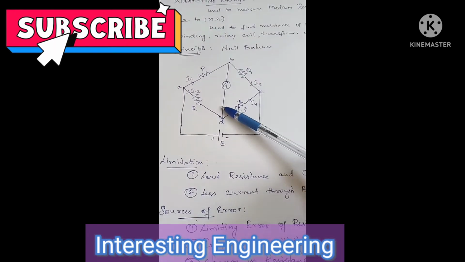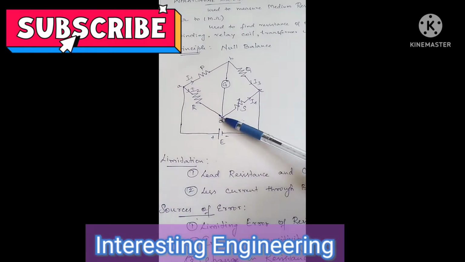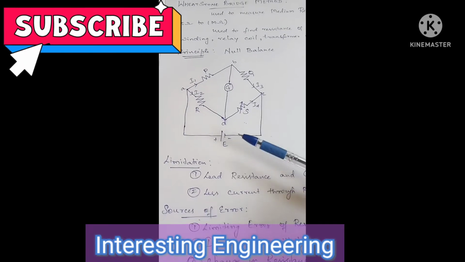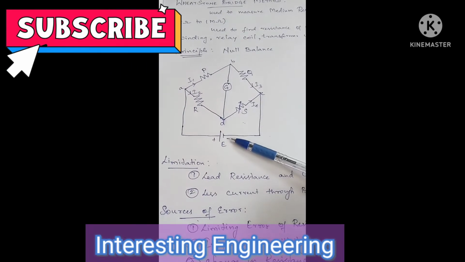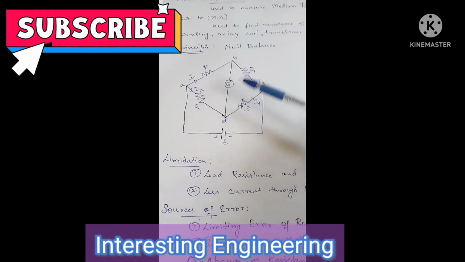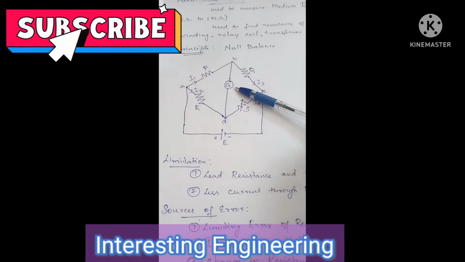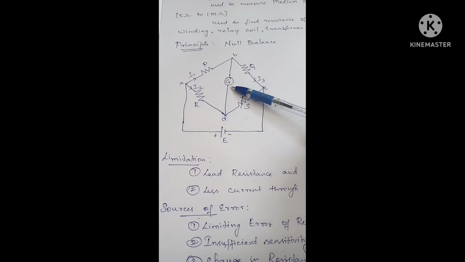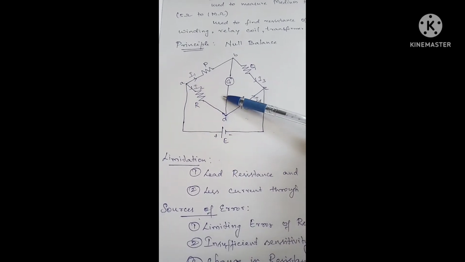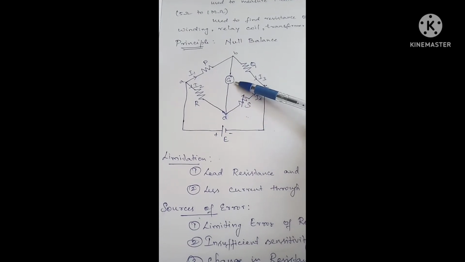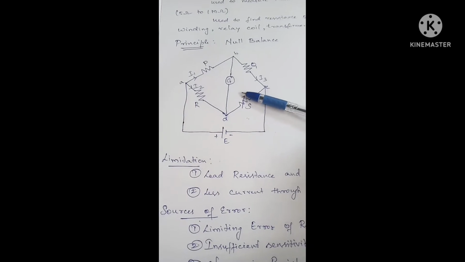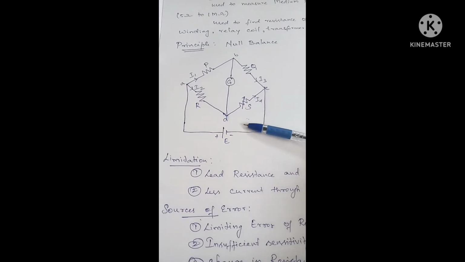This entire bridge arrangement is connected with a voltage source, and to determine the resistance value, we make use of a detector. Here we make use of a galvanometer. This galvanometer acts as the detector, and the balance condition is achieved under zero deflection of the galvanometer. So this is the construction feature of the Wheatstone bridge circuit.